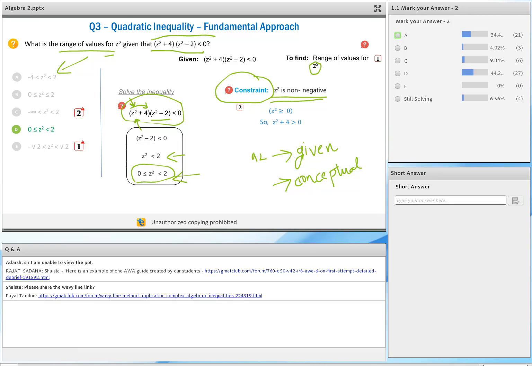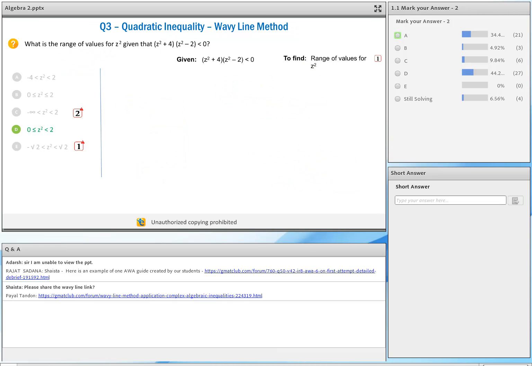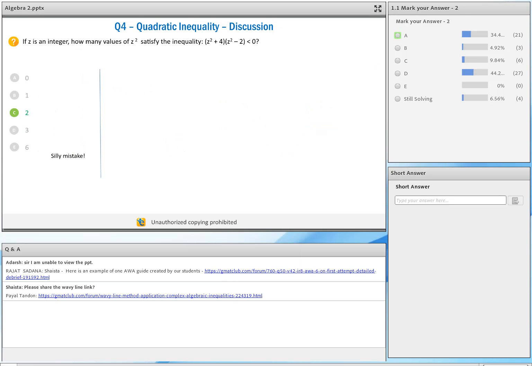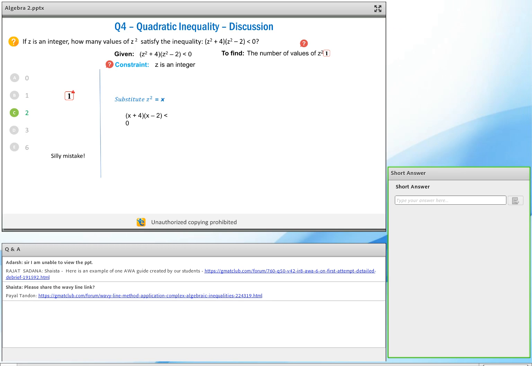All right. So let's now move on to our next. So this is how I did the wavy line method. If I substitute z square with x, then I can simply apply the wavy line method. I'm essentially doing exactly the same thing, but in a little bit different manner. Okay, all right. So now let's move on to our, this was question number 4. Yes, sorry. Let me bring back the poll for question number 4.